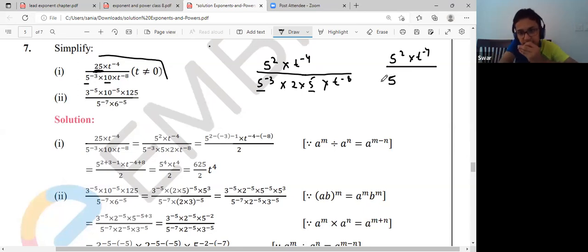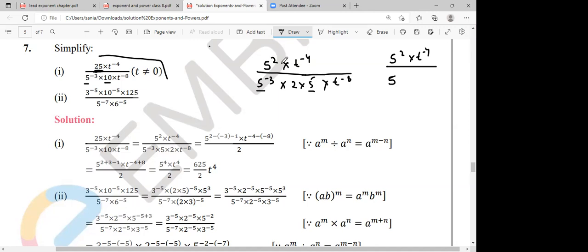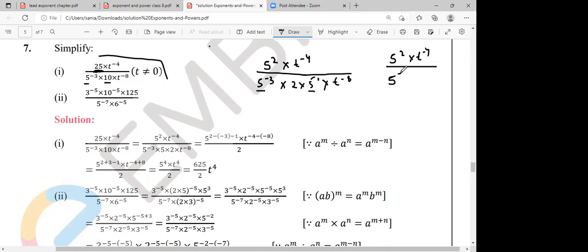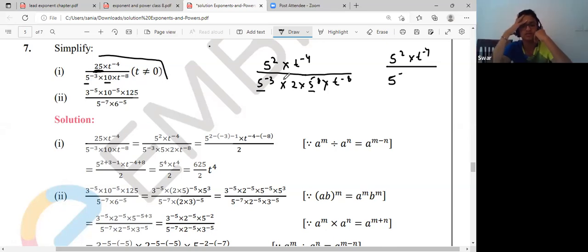Wait, I didn't get 5. 5 square is above, right? No, you don't have to take this and this. They have the same base, ma'am, but different powers now. So it should be minus 2, ma'am. Yeah, it is minus 2. Over here you don't have any power, right? So it is going to be 5 to the power minus 3.